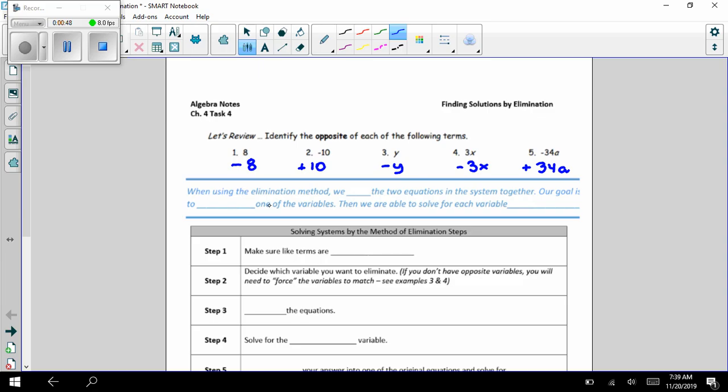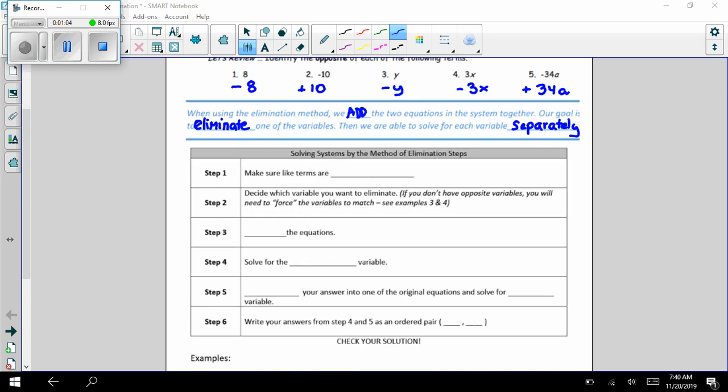When using the elimination method, we add the two equations in the system together. Our goal is to eliminate one of the variables. Then we're able to solve for each variable separately. So just like in most methods, there are steps. So we're going to go through the 6 steps of solving by elimination.